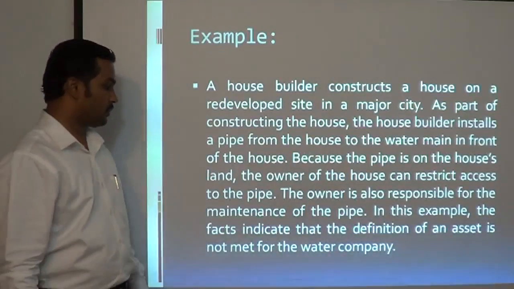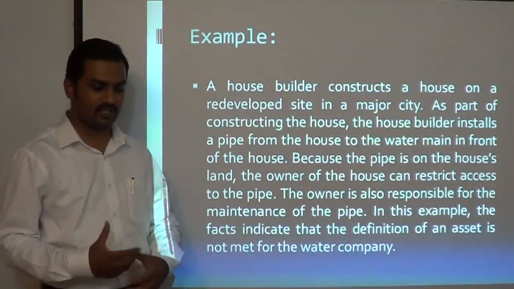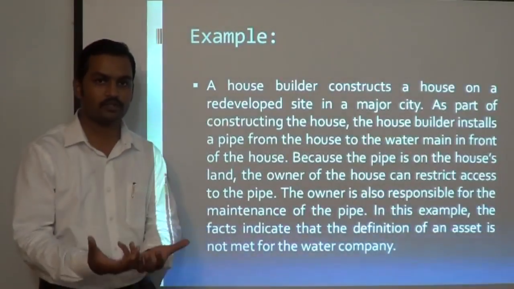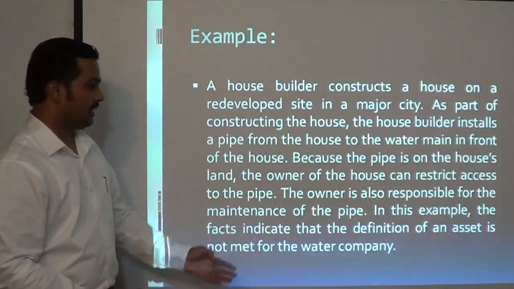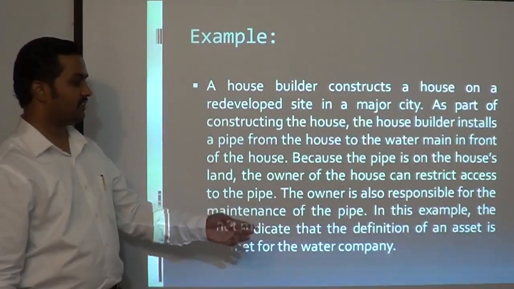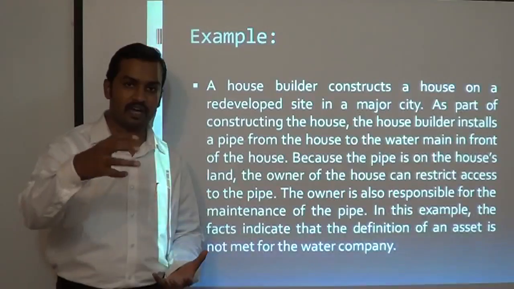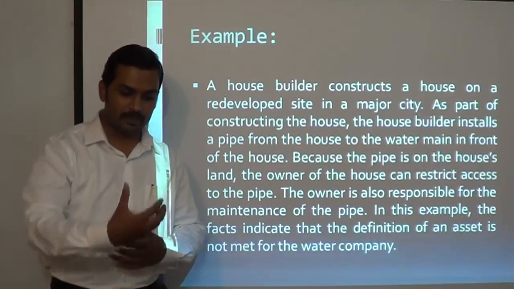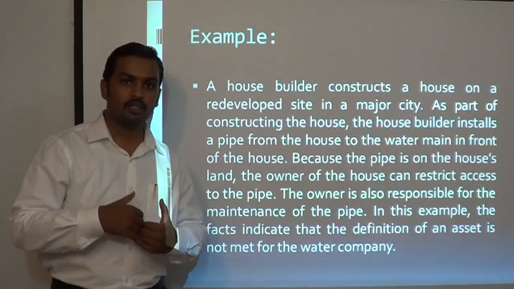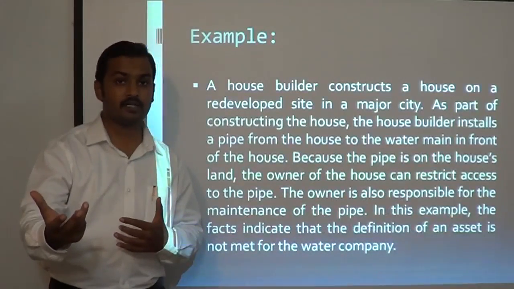The owner is also responsible for the maintenance of the pipe. That means if there is any repair, if it is damaged, the owner has to take steps for getting it repaired. In this example, the facts indicate that the definition of an asset is not met for the water company, because the water company does not have access to the pipe. If any repair has to be done, it has to be done by the owner. The water company cannot do the repairs themselves.